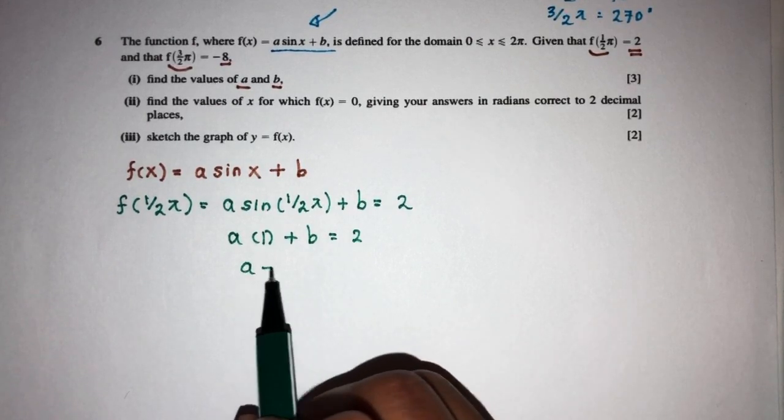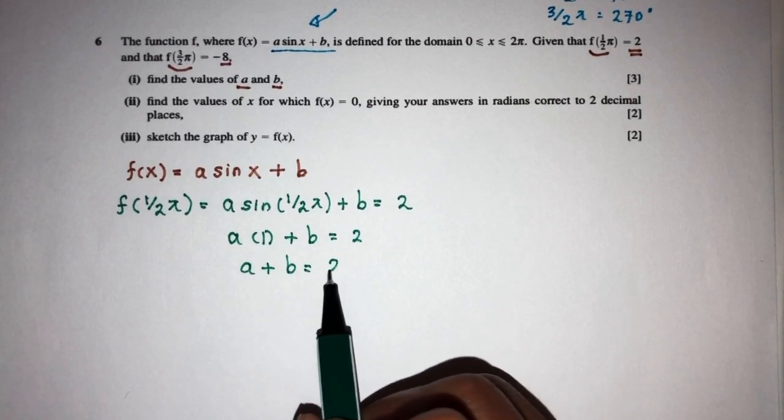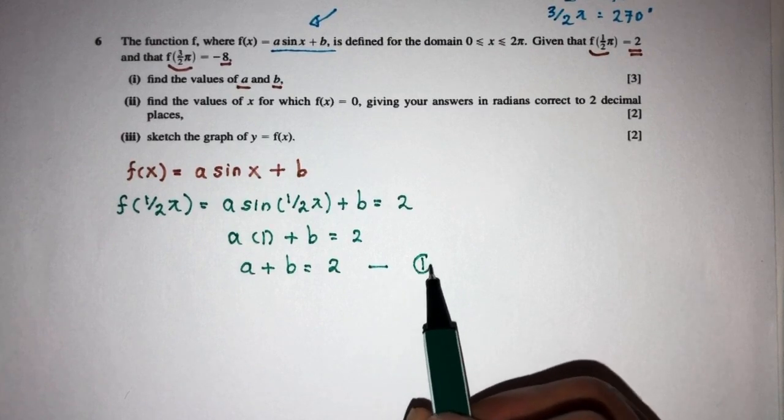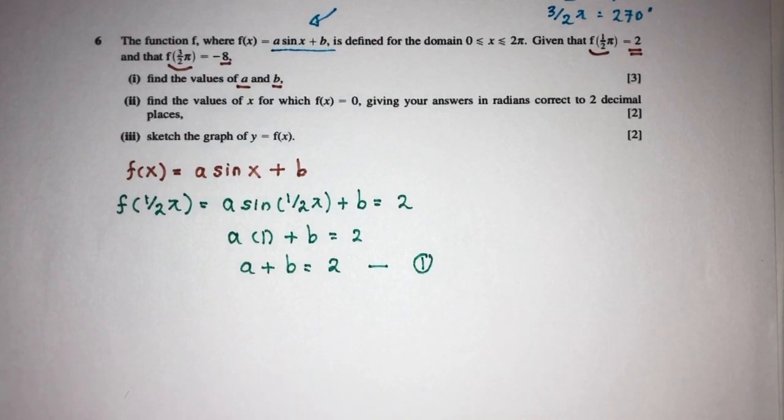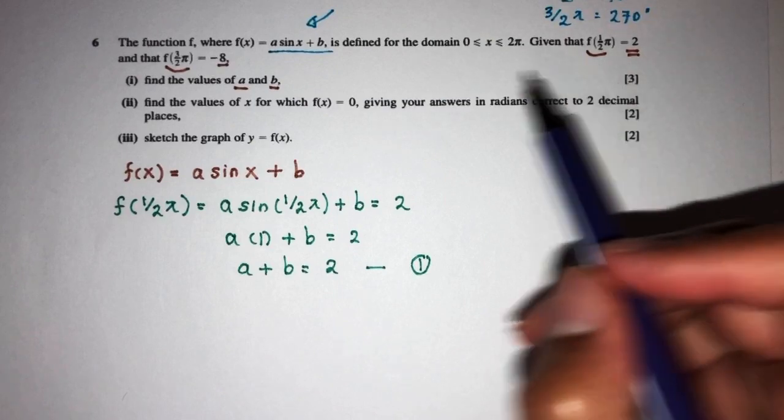That will be a plus b is equal to the value of 2. That is my equation number 1 from the given values. Now let's move on to this one.